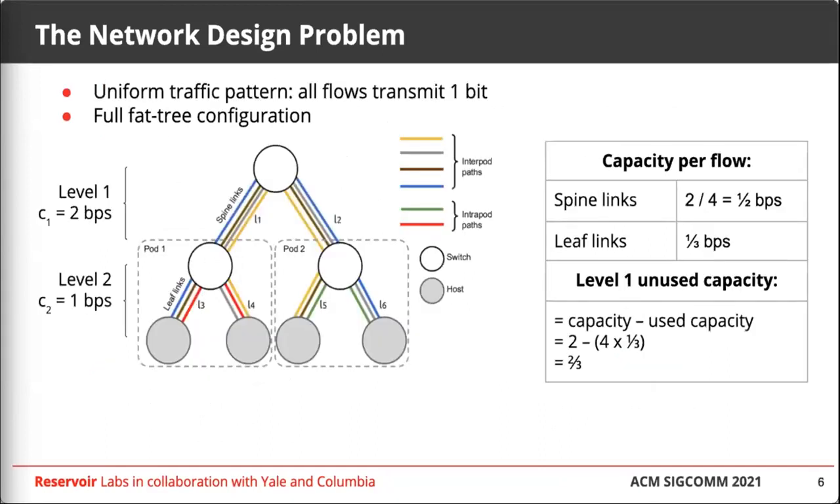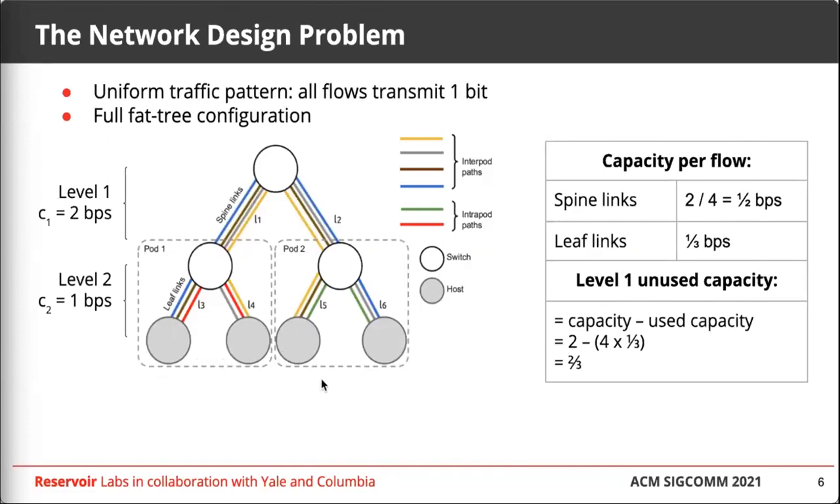That's the goal. Now let's see a more interesting, more realistic example. This plot shows a small fat tree topology with 4 hosts. The spine links at the top have capacity of 2. The leaf links at the bottom have capacity of 1. Therefore, this is a full fat tree design. We assume a uniform traffic pattern where all pairs of hosts are sending 1 bit of data.